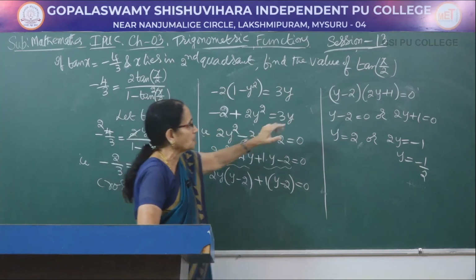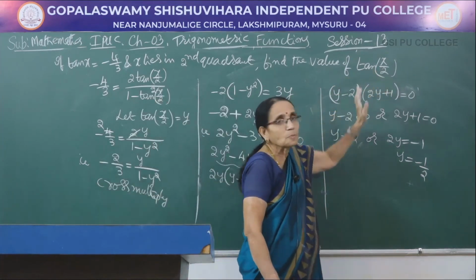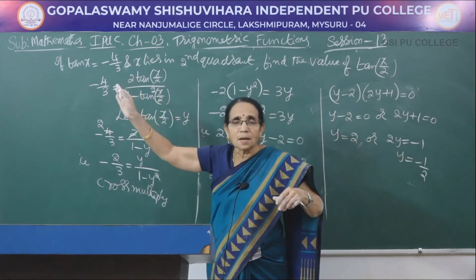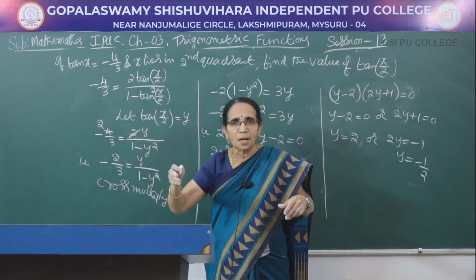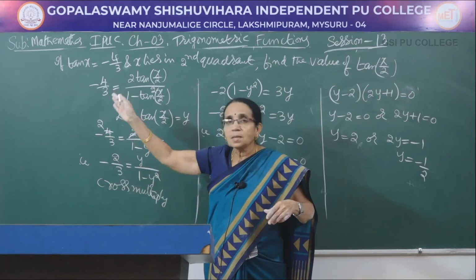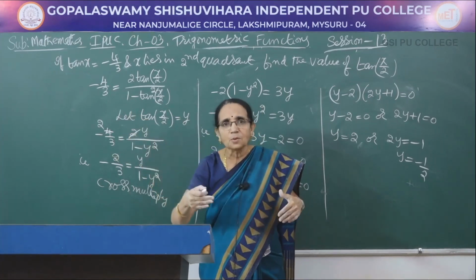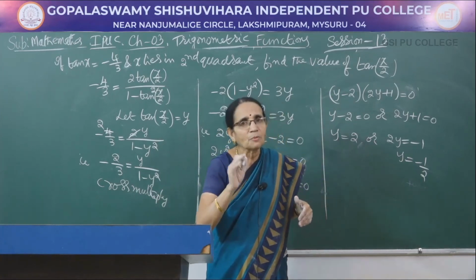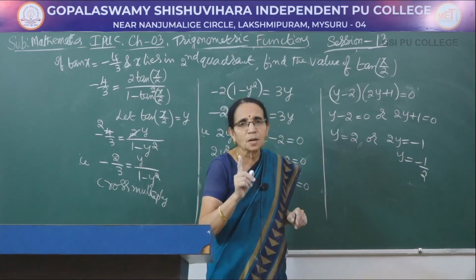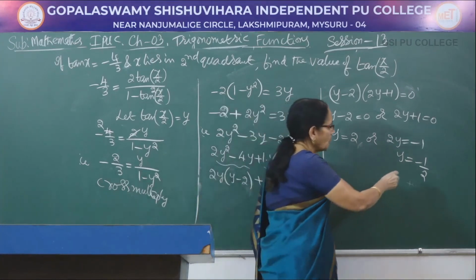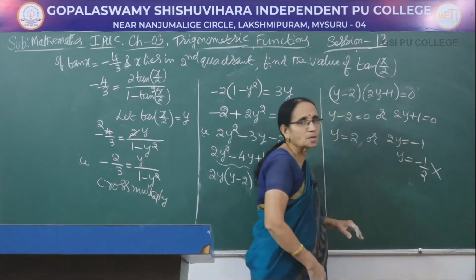x is in the second quadrant means x by 2 means half of that value. Suppose it is equal to 100 degree, 100 by 2, 50 degree. Even if you take the last value, 179 degree, half of that would certainly come in the first quadrant, and in the first quadrant, as you know, all the ratios are positive. So, this value cannot be taken into consideration.